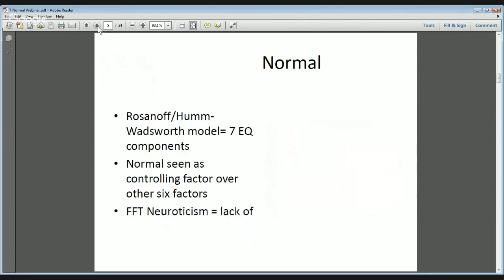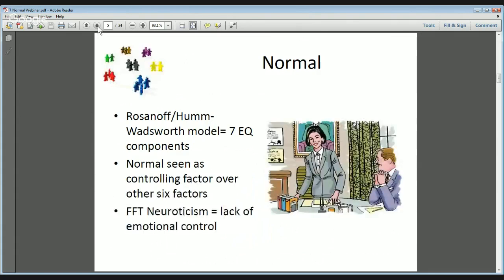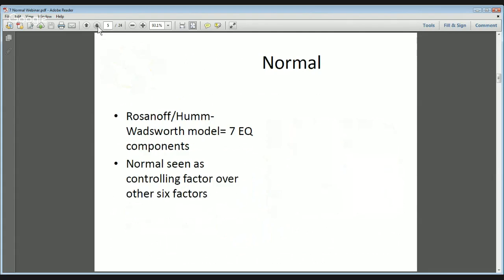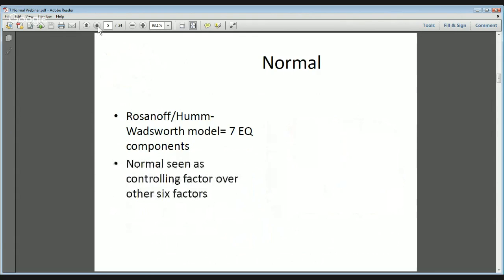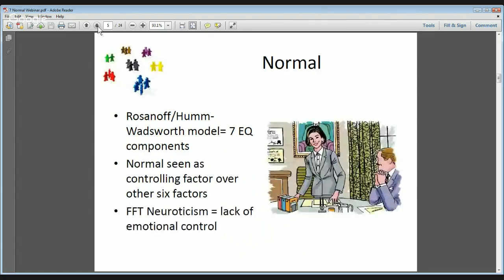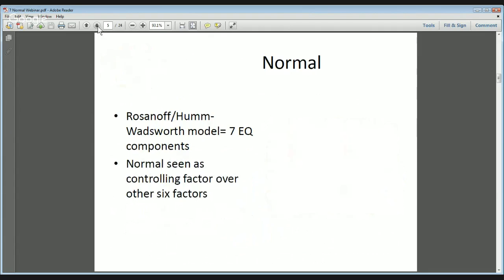The normal started off with the Humm-Wadsworth model for 7 emotional intelligence components, and the normal is seen as a controlling factor over the other 6 factors. That's how Rosenoff and Humm both saw the normal. Then when the 5-factor theory came out, with the 5 components, one of them was neuroticism. And when you look up neurotic people, what's the definition of them? Well, they lack emotional control. Their emotions are in charge of them. So the way I characterize normal now is the opposite of being neurotic. It's the antithesis or the reciprocal of a neurotic person.